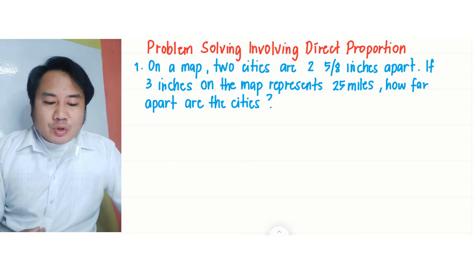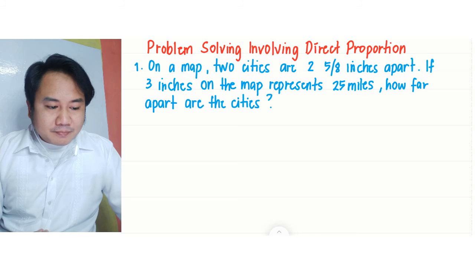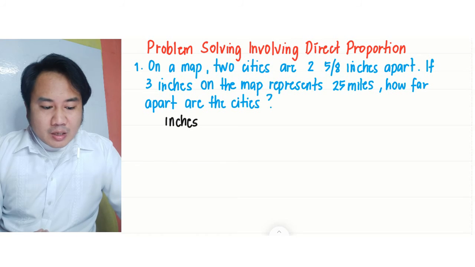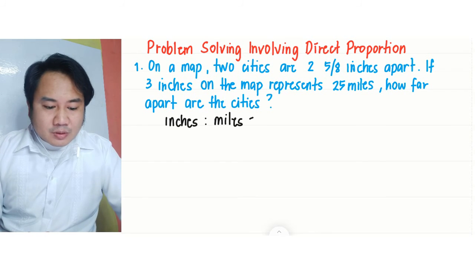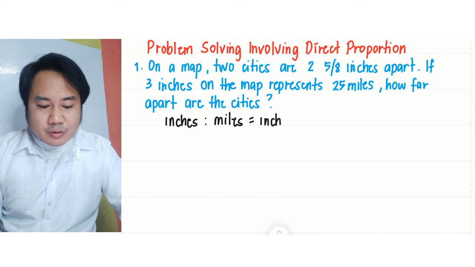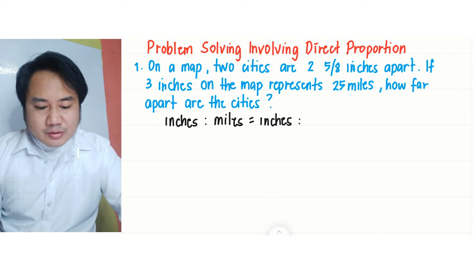So we have to determine what are the two quantities being compared. So yung scale ng sa map at yung sa actual. Sa map, the unit of measurement given is inches, and it is compared to miles, which is the actual distance. So if we're going to construct our proportion, it will be like this.